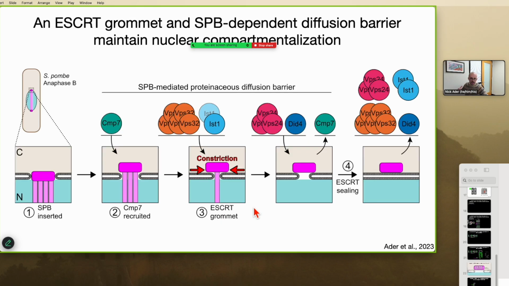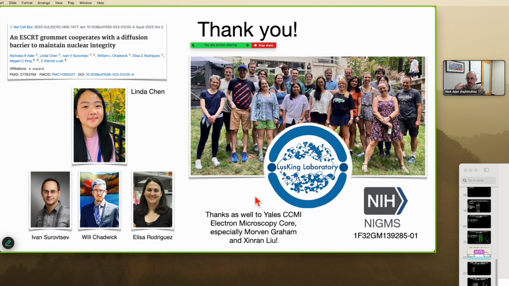And so the model that has emerged from this work is really that we have a cooperation between the escorts maintaining a tight constricted grommet prior to sealing, allowing sealing to occur after this. And during that, in cooperation, we have the spindle pole body mediating a proteinaceous diffusion barrier. And this work is published, so I encourage you, if you want to see a less abridged version, to check out our work on this.